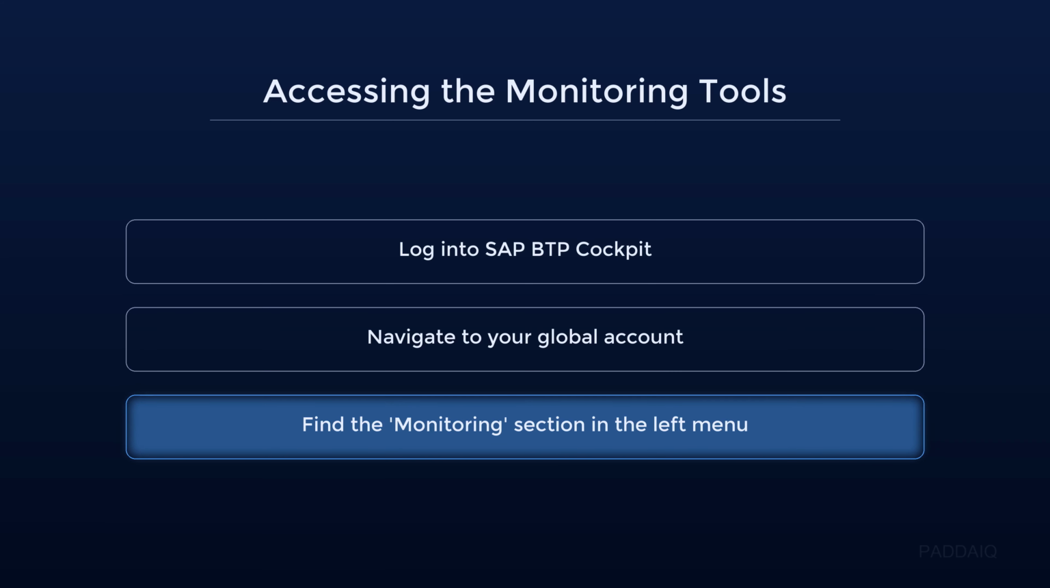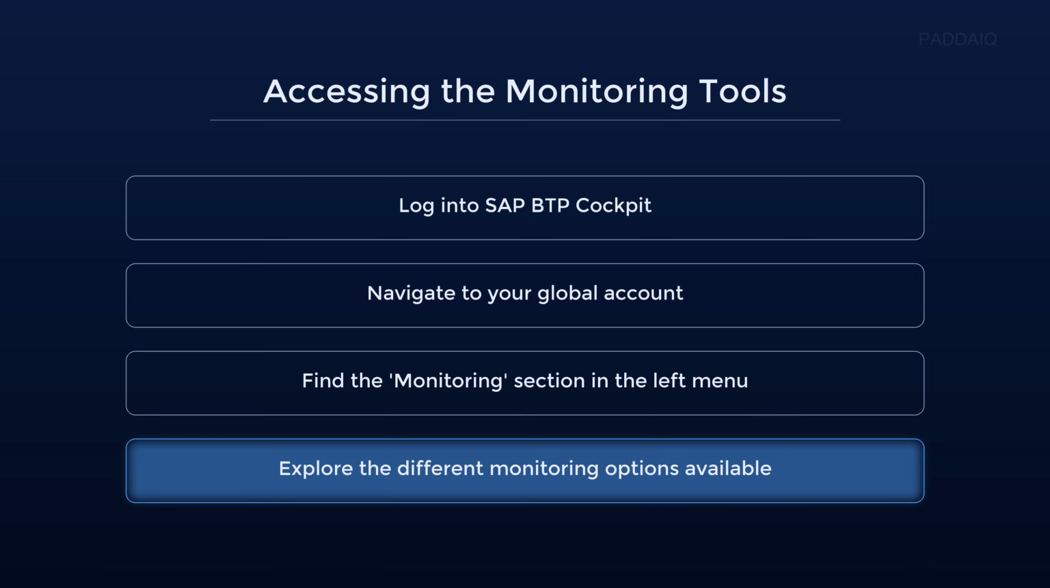Find the monitoring section in the left menu. This means looking on the left side of your SAP BTP cockpit for the specific area labeled monitoring. For example, if you want to check your application's health, you would click there to view performance metrics. This is your central hub for all monitoring tasks.